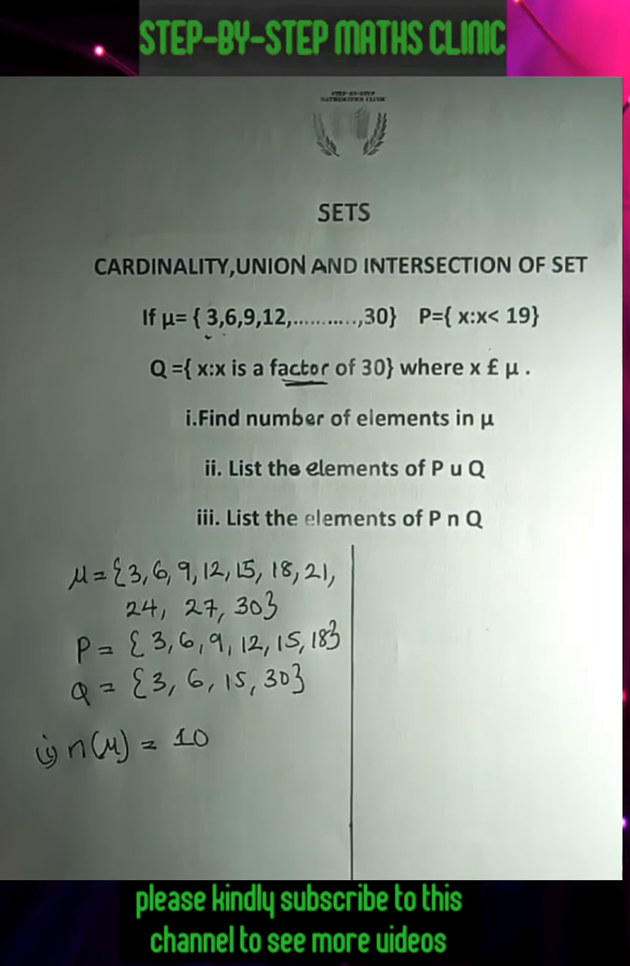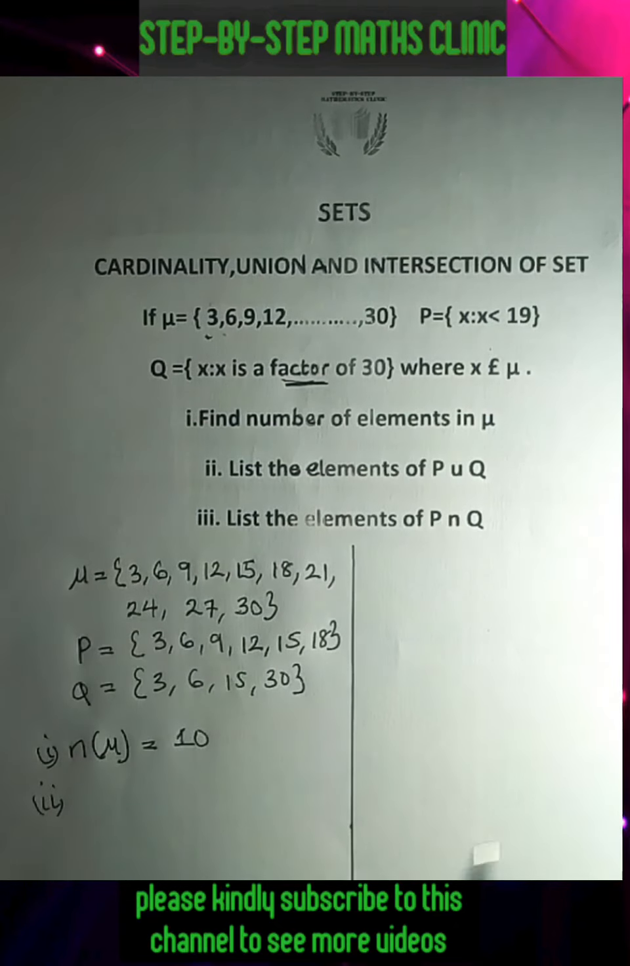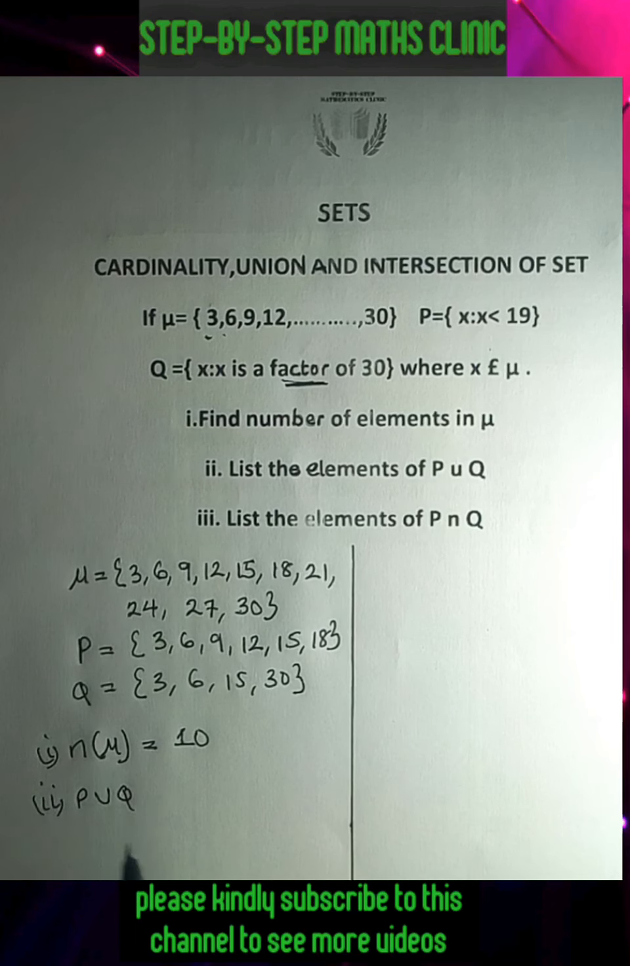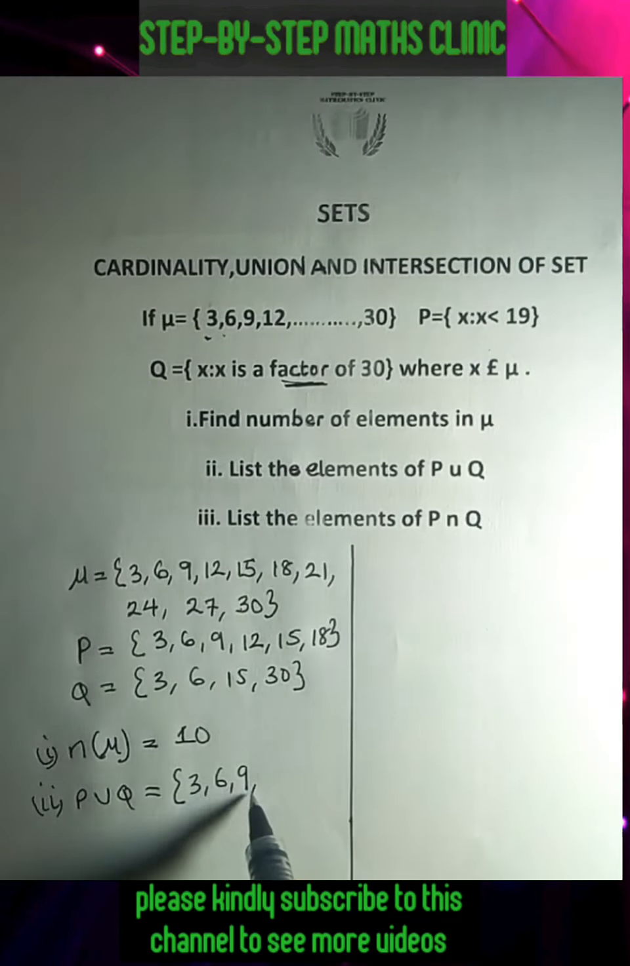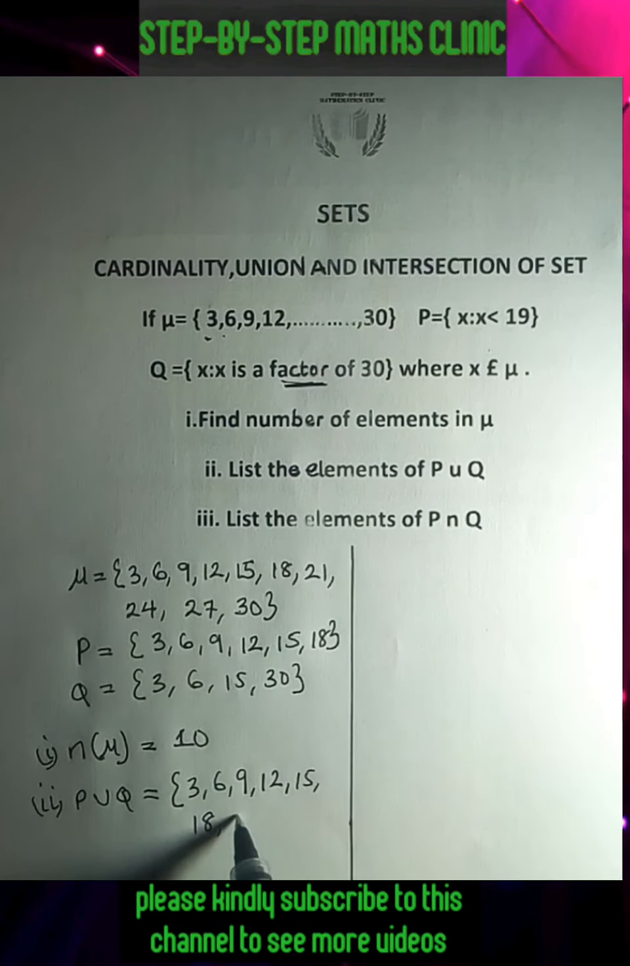Let's go to the second question, which is Roman figure 2. It asks us to list the elements that belong to P union Q. Union means the combination of elements of P and Q without repeating an element that occurs in both sets. So by comparing P with Q using union, we have 3, 6, 9, 12, 15, 18, and then 30. That answers question 2.